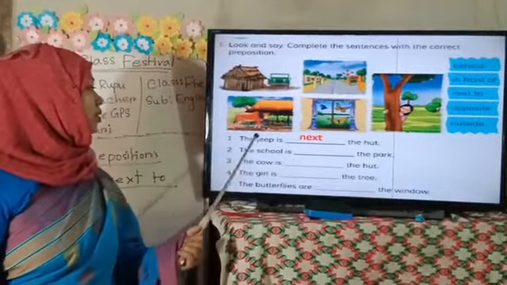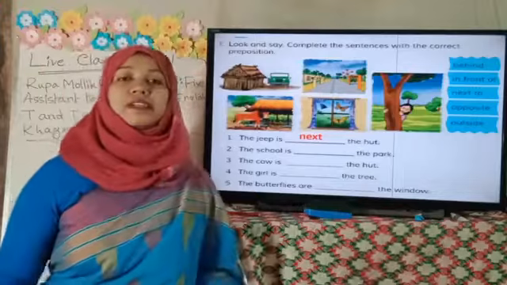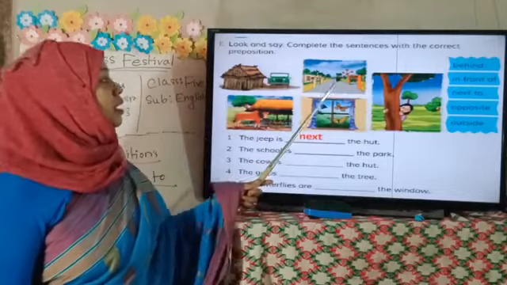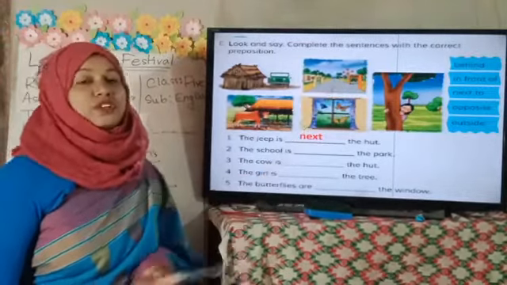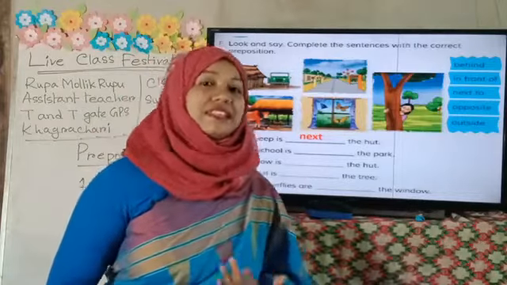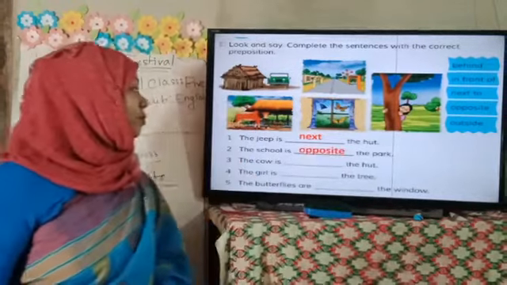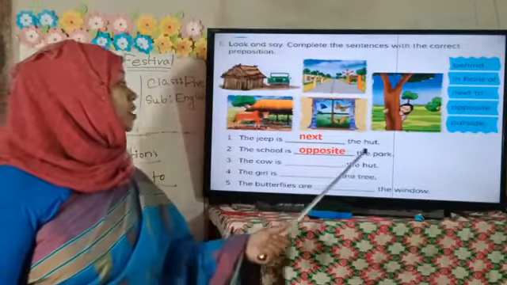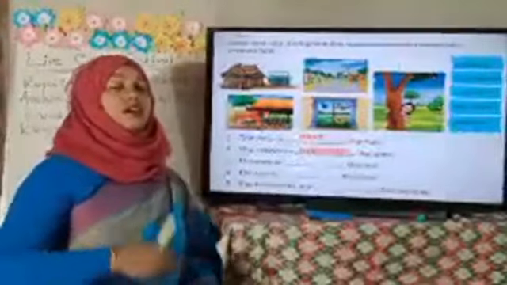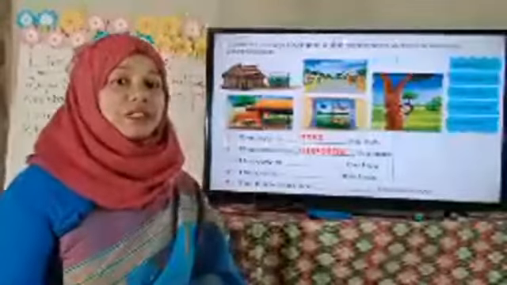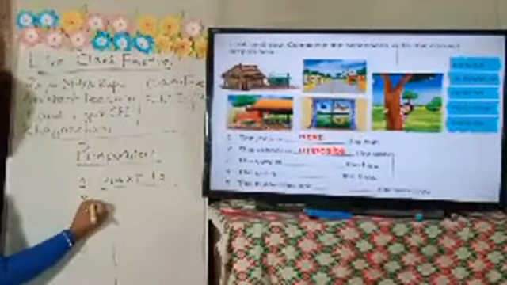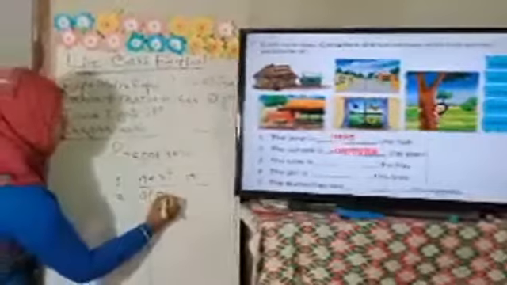Then number two, the school is dash the park. Here is a school, here is a park, and here is a road. So, I hope you have understood which word is appropriate here. Dear students, the school is opposite the park. I hope you have understood the meaning of opposite because I have discussed this word before.